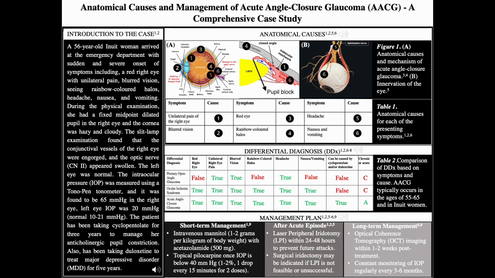Number 5 represents headache. So if you look at figure 1b, this represents the innervations of the eye. If you look closely, you can see the ophthalmic nerve.